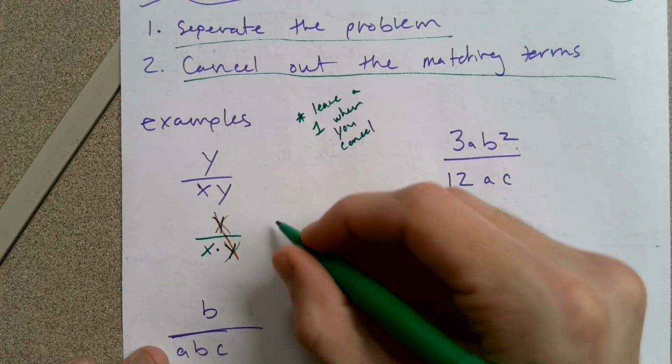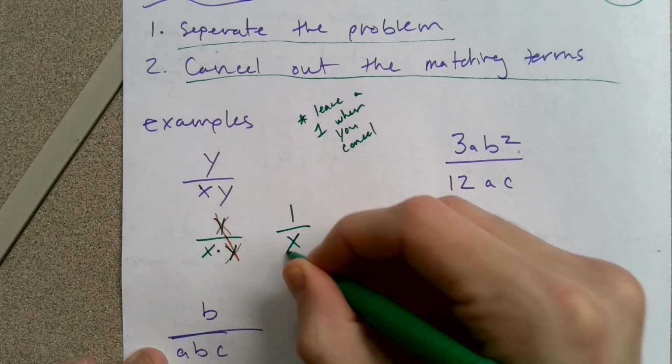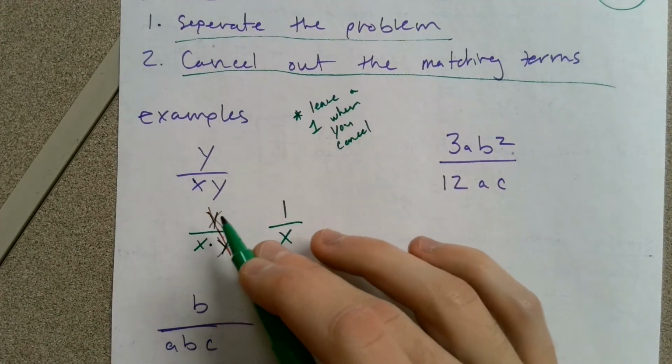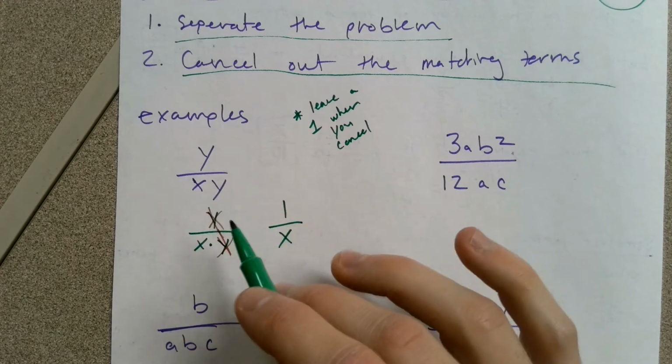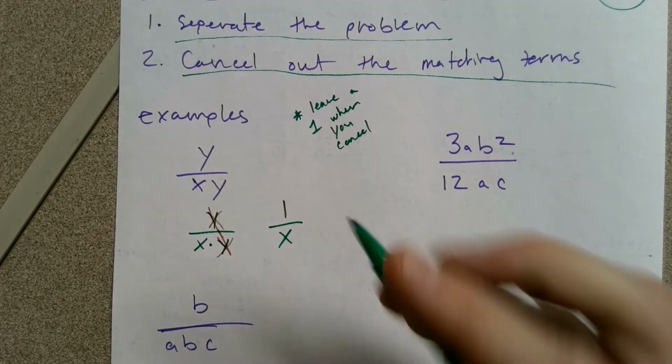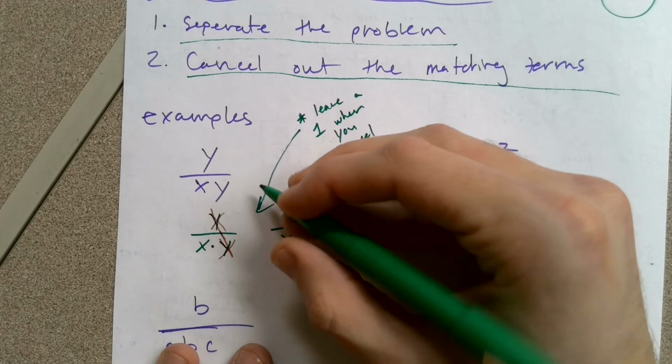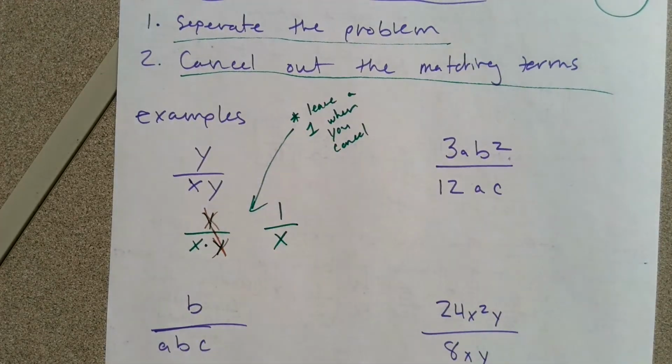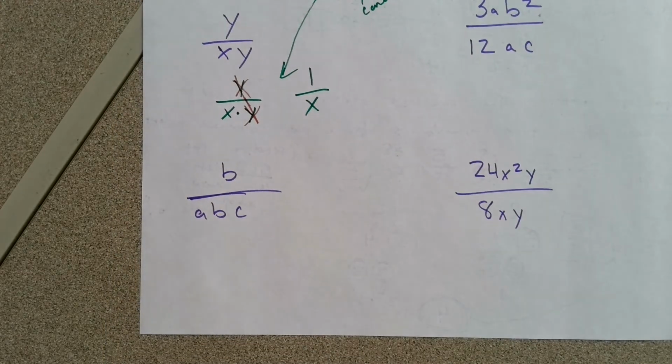We cancel these out. We leave a 1 on top. We leave an x on bottom. We leave that 1 on top. This doesn't become 0 on top. It becomes 1 on top. That is important right here. You cancel out the y on each. That was what they shared. That was their common divisor. It was easy to see for us. Crushed it. On to the next one.